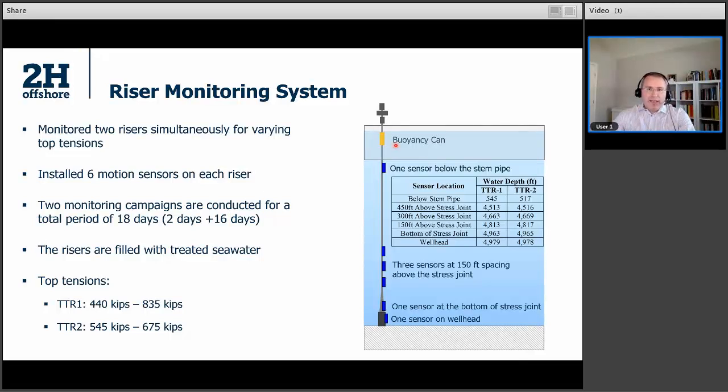TTR1 top tension is increased from 440 kips to 835 kips during the monitoring campaign, and at the same time TTR2 top tension is increased from 545 kips to 675 kips.